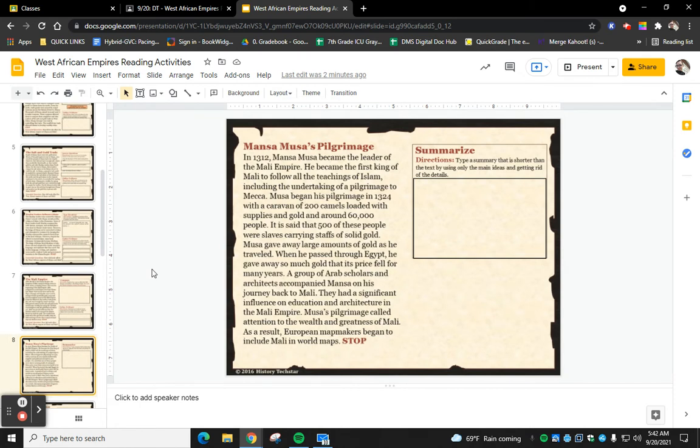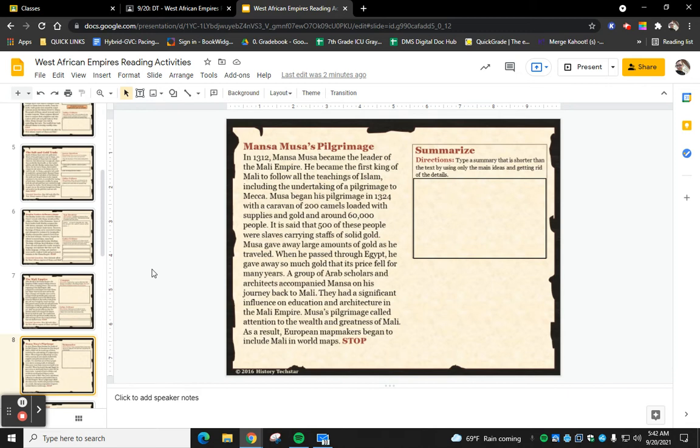Now we're on to Mansa Musa's pilgrimage. We will learn more about that tomorrow or Wednesday, depending on when the notes get finished in your class. In 1312, Mansa Musa became the leader of the Mali Empire. He became the first king of Mali to follow all of the teachings of Islam, including the undertaking of a pilgrimage to Mecca. Remember, a pilgrimage is a long trip to a holy site.